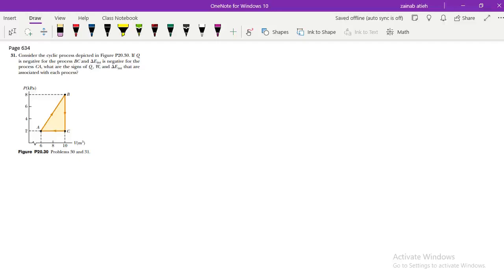If Q is negative for process BC and delta E internal is negative for the process CA, so he's giving me that Q BC is negative and delta E internal, the internal energy for the process CA, is negative. What are the signs of Q, W and delta E internal that are associated with each process?